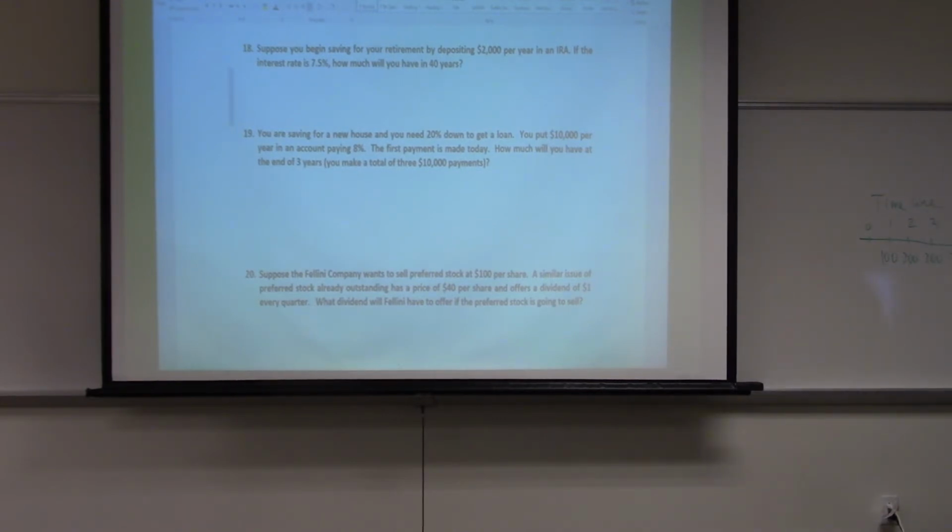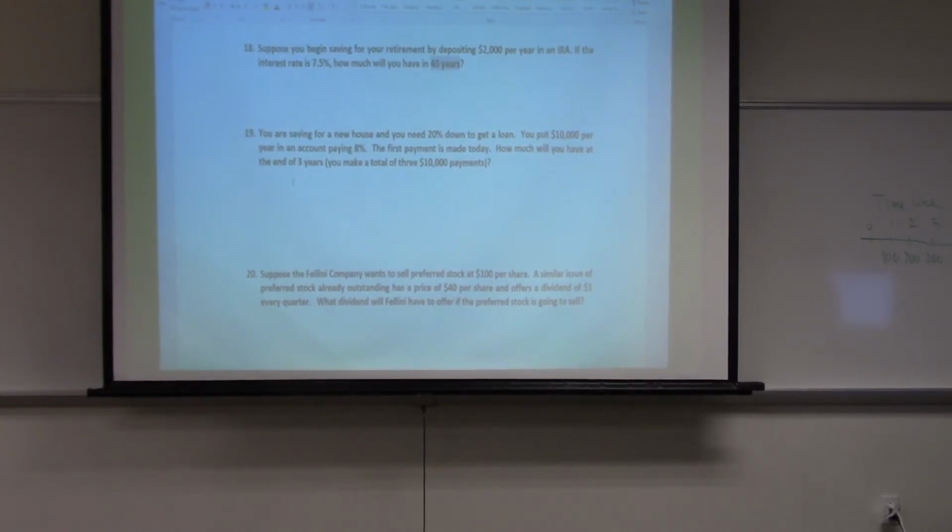Yeah, so $2,000 should be your PMT here. Interest rate is 7.5%. And so that's rate. How much will you have in 40 years? 40 years should be your NPER here. So would you do 40 in that, or would it be 40 times 12, or is it 40? See, it didn't say anything, so it's just 40.